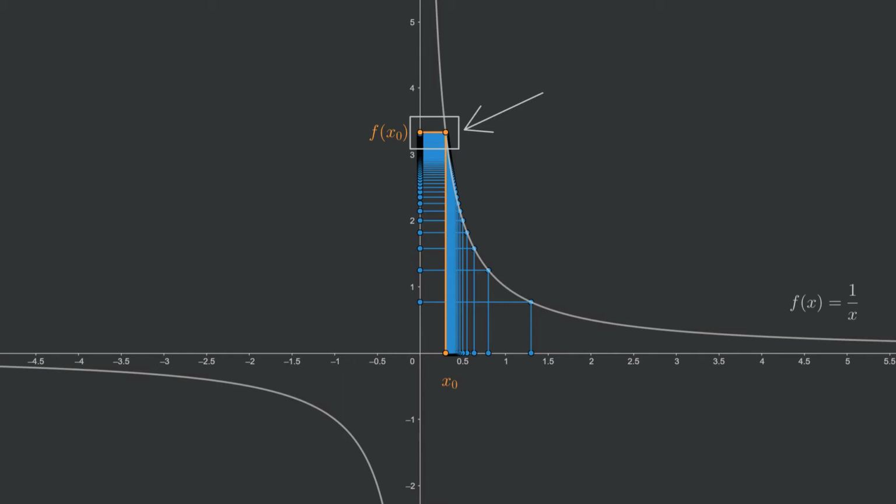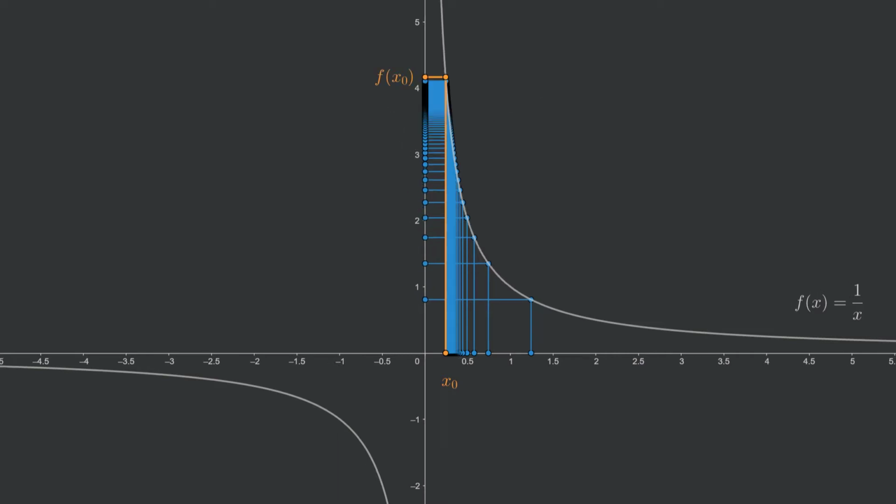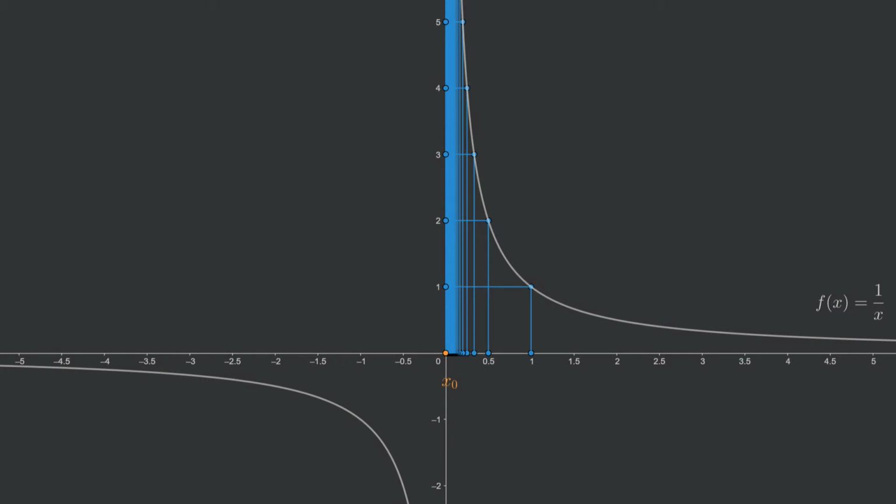But what happens if x0 is exactly equal to 0? In this case, the sequence of the function values explodes. That means it goes to infinity. So it obviously does not converge to any limit.